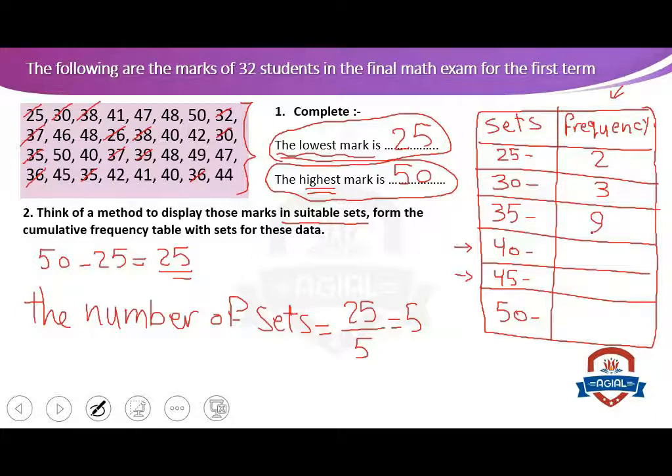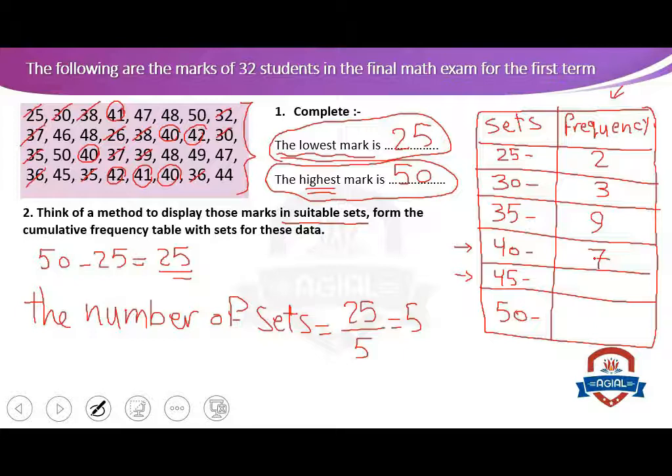And the next set starts from 40 to less than 45. So we search for marks from 40 to 45. In the first row we have 41, so we have 1 mark, and in the second row we have 40 and 42, so we have 3 marks, and in the third row we have 40, and in the fourth row 42 and 41 and 40. So we have 1, 2, 3, 4, 5, 6, 7 marks. So we have 7 marks in this set.